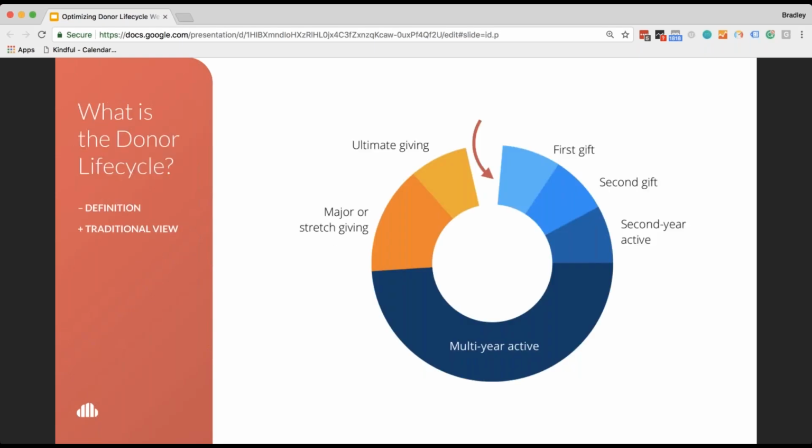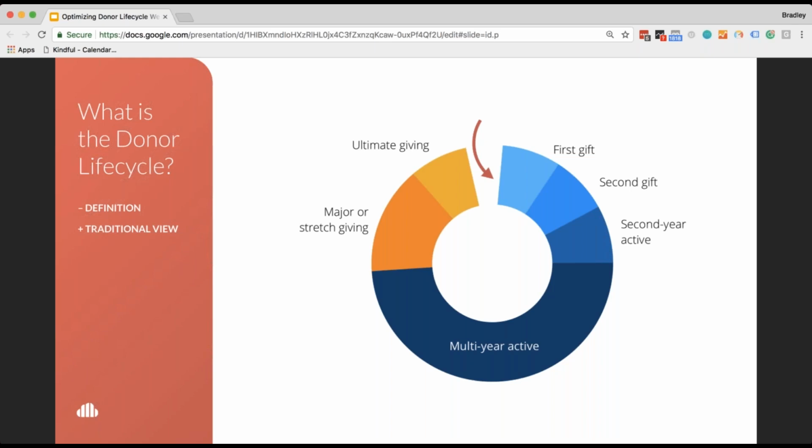And so this representation is a more traditional view of the donor life cycle. I want to be clear here that this isn't necessarily the way Kindful and we believe you should be thinking about your donor management. But this is what you would often see if you went and just Googled donor life cycle. You would see more of a circular motion. And sometimes it appears that it is just recycling your donors each year. Sometimes it's just moving someone around to an ultimate giving stage.